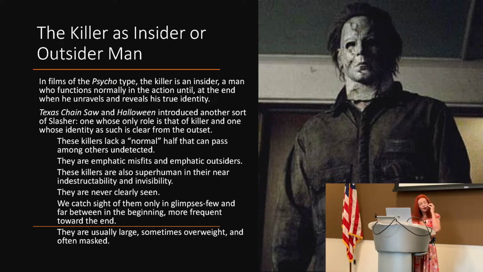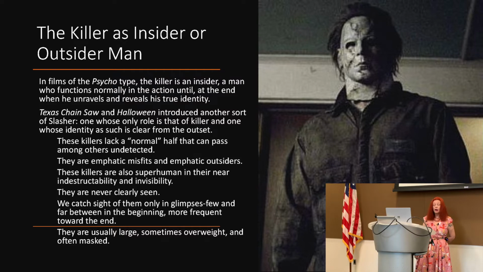Then, we've got a couple of types of killers. The killer can be either what we call an inside man or an outside man. So an inside man is somebody who could just pass among us and seem normal. Like you think about Norman Bates, right? When he's not Norman Bates, in his mom's dress and wig and with a knife, he's a little weird, but if you passed him on the street, he'd seem kind of normal.